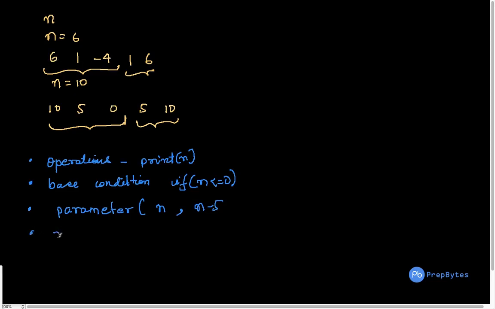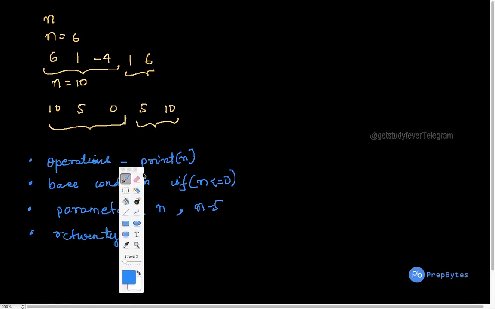And the other thing is, what's going to be the return type? So we have to figure out these particular things, and how the operations are going to perform. If I have to put a print statement, where should the print statement be? Okay, so let's just try and write the code.